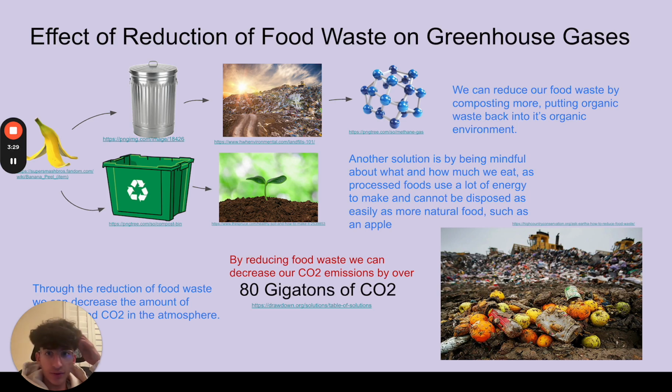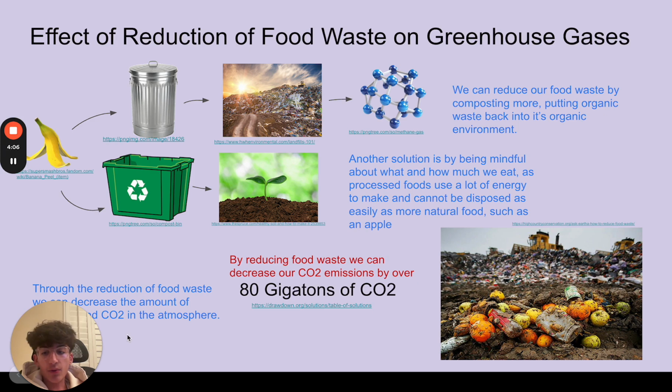Now onto the effect of the reduction of food waste on greenhouse gases. As shown through this graph, there are mainly two routes decomposing food waste can take. Either it can go into the compost bin and be used as soil when it decomposes, and it goes into the plants, which create oxygen, which is beneficial for the atmosphere. Or it can go into a trash can, which eventually ends up in a landfill and creates methane gas.